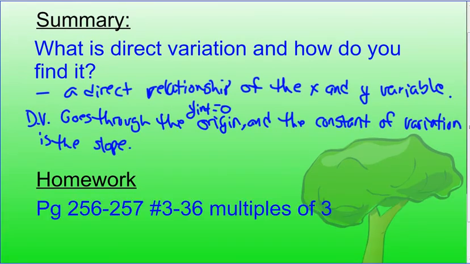Okay? Here is the homework. It comes from pages 256 through 257, numbers 3 through 36, multiples of 3. So that's about 10 questions or so, 12 questions. You'll probably need some graph paper.